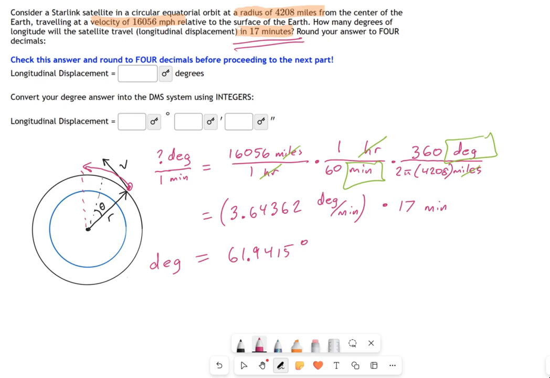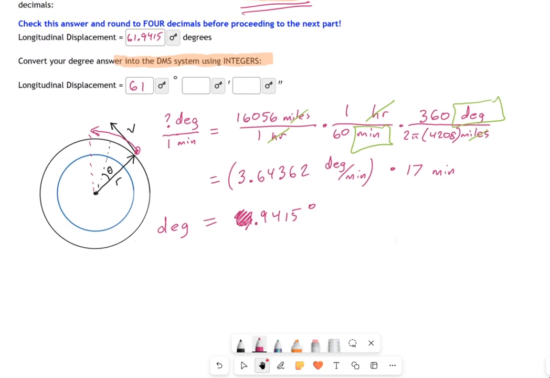Now, the next part of the question. So this goes up here, 61.9415 degrees. The next part of the question focuses on whether you remember that there's an alternate way to measure angles. I'm not talking about radians. I'm talking about more of the cartographer type stuff with maps and longitude: degrees, minutes, seconds. Well, the degrees is very easy. That's simply the 61 that we found. The next part, if you scribble out the degrees, you ask yourself, okay, 0.9415. Well, how many minutes is that?